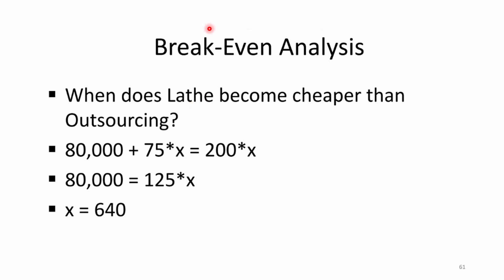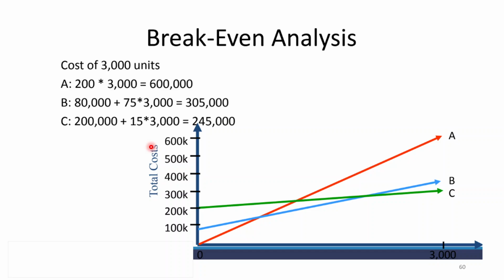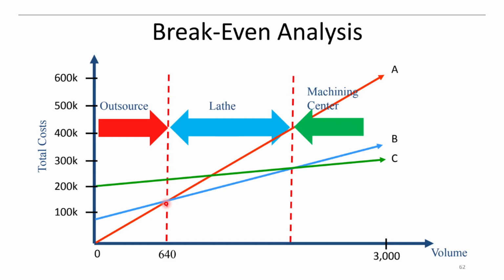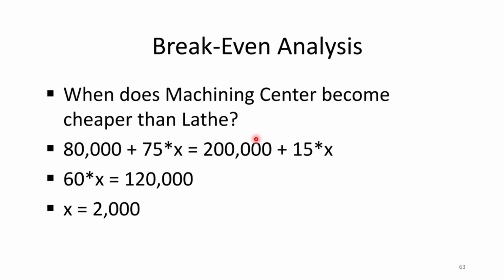Now break even analysis. When does the lathe become cheaper than outsourcing? You can find two equations and equate them to find out where those two will be equal. The equation for B and A, you can equate, and you will get x equal to 640. So before 640, directly buying is cheaper, and after that B is cheaper. And for finding out this point, you'll have to equate two other equations.